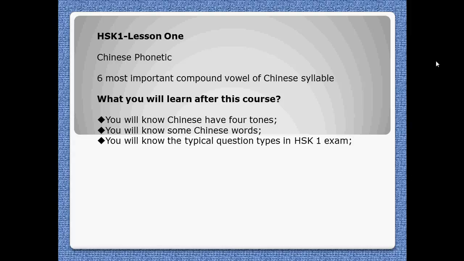So today, what you're going to learn is the Chinese phonetics, the 6 most important compound vowels of the Chinese syllable. What will you learn after this course? You will know Chinese has 4 tones. You will know some Chinese words, and you will know the typical question types in the HSK 1 exam.